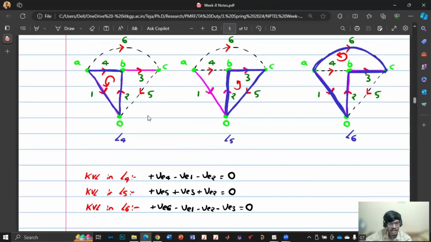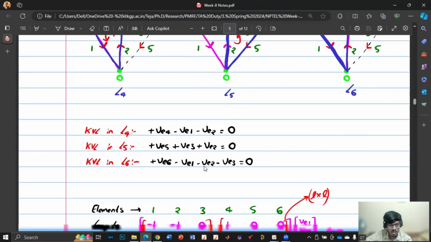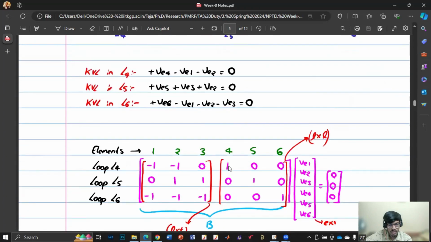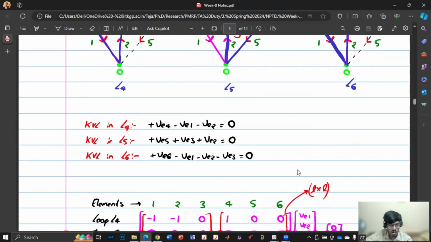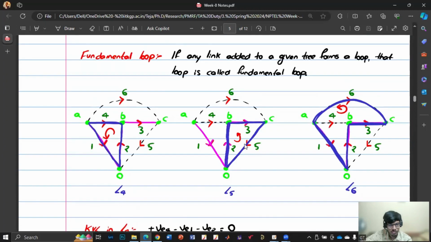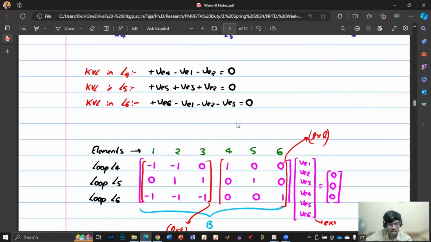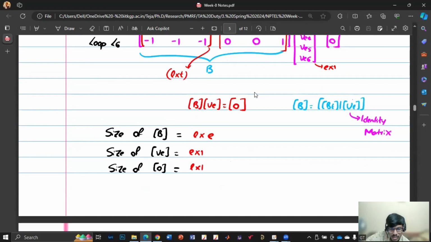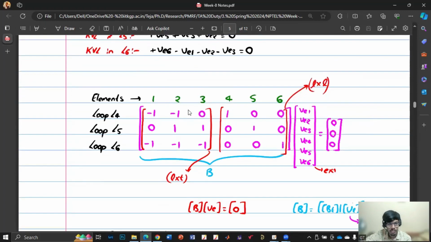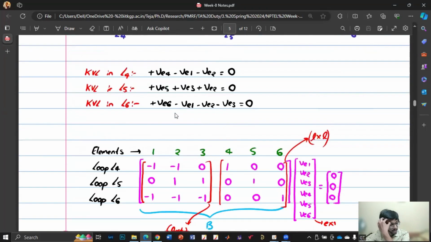We have to apply KVL in such a way that the coefficients of the links will be 1, not -1. So we have understood the direction in which we have to traverse the loop, so that we get a positive coefficient for V4, V5, V6 or the links. Then we realized that the B matrix will have an identity matrix inside it, and by applying KVL, we get the B matrix.